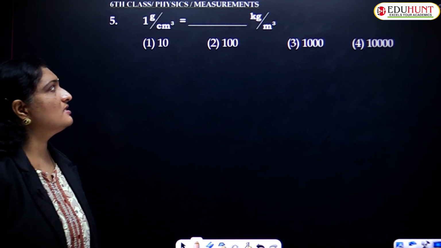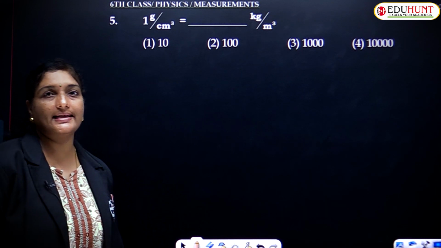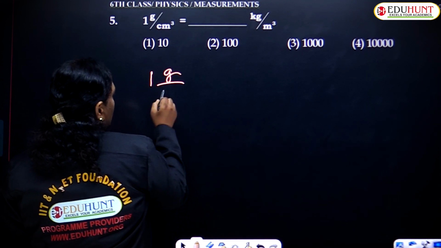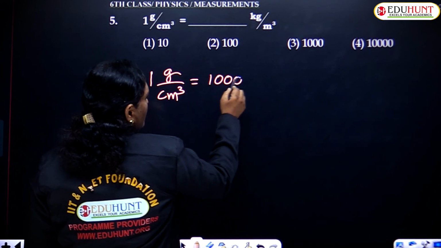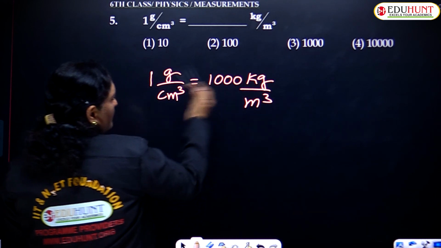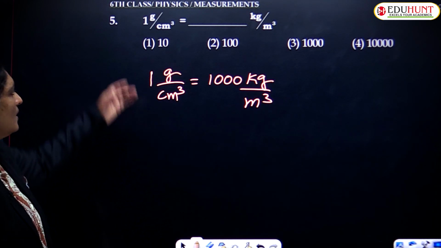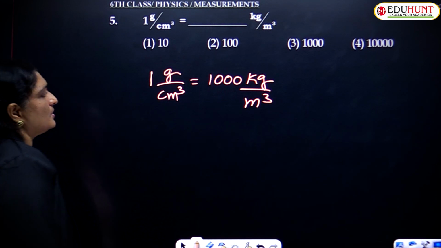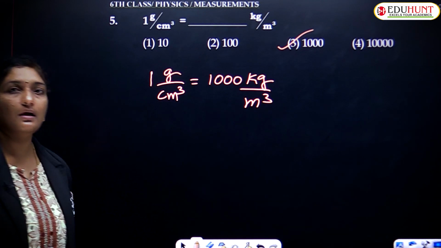1 gram per centimeter cube. How many kg per meter cube? We have already calculated. What we calculated? 1 gram per centimeter cube is equal to 1000 kg per meter cube, or 1 kg per meter cube is equal to 1 by 1000 gram per centimeter cube. So you are asked to convert gram per centimeter cube to kg per meter cube. So what is the correct answer? 1000. Okay children.